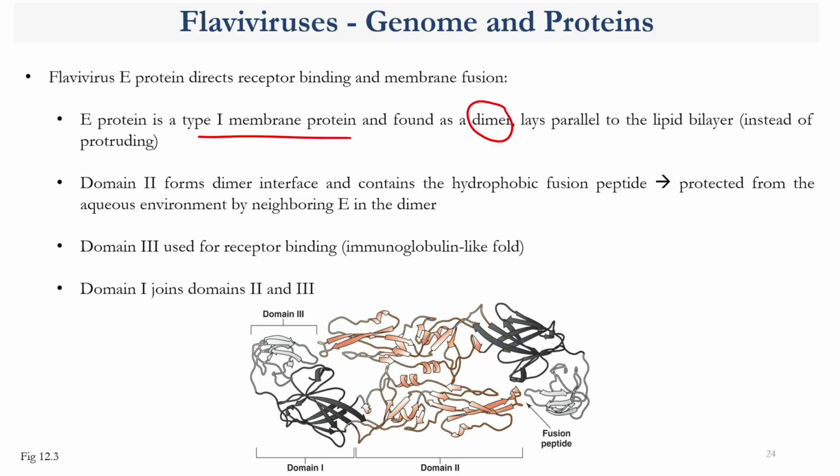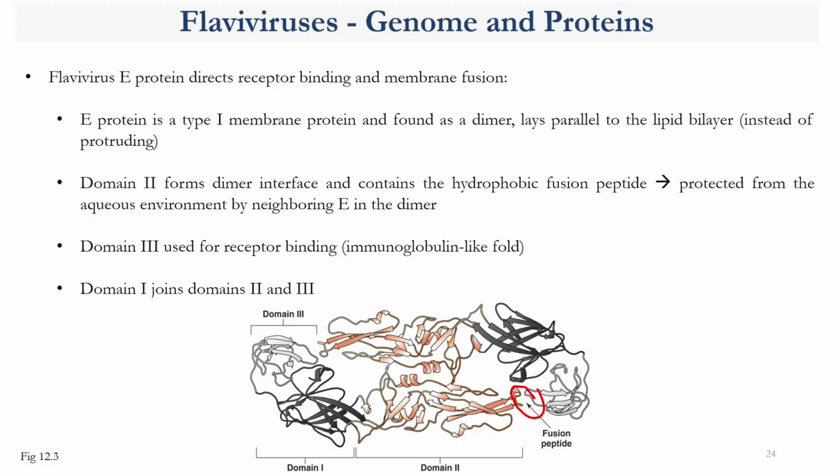You have two major domains here, or three major domains, domain 1, 2, and 3. The domain 2 is used for formation of a dimer. So here's your 3 domains, and here is your other part of the protein. Okay, that's domain 3 for the second subunit. Okay, now see what's happening here. Here's your fusion peptide.